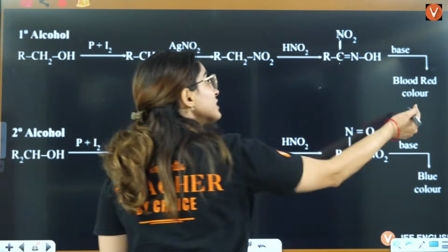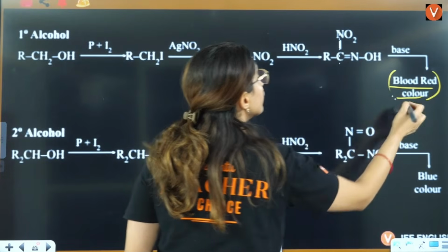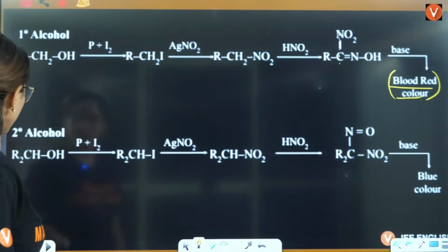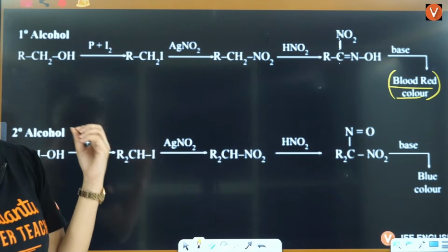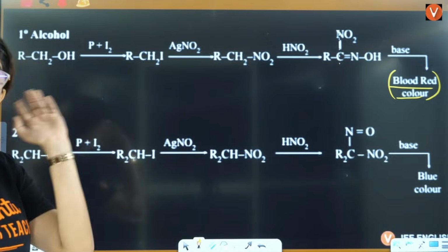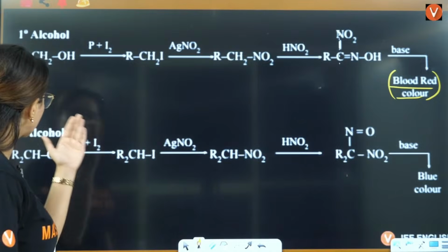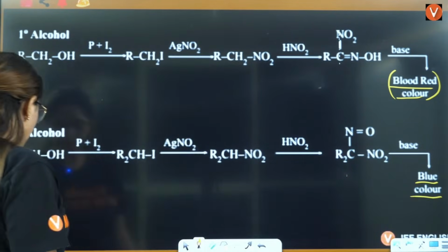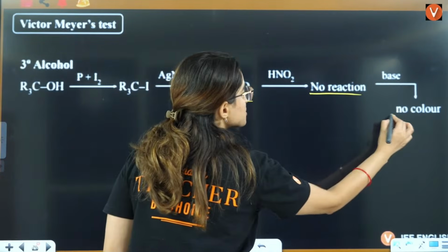After this, when you react this with base, if you have 1 degree, then it will give you blood red color, and this is the question that they ask you. Primary alcohols with red phosphorus, then AgNO2, then HNO2. After this, when you react this with base, 1 degree gives red blood color, but 2 degree will give you blue color, right? And 3 degree will show no reaction, so no color.